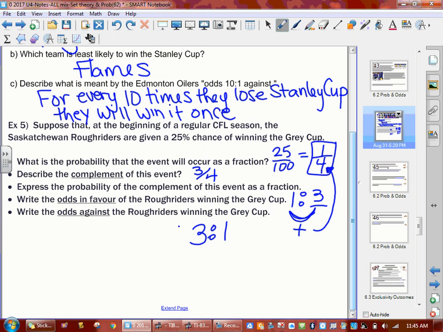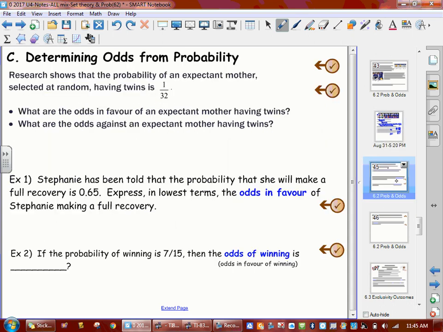So, we have an expectant mother. Research says that having twins is a 1 in 32 chance. So what are the odds in favor of a woman having twins then? If it's a 1 in 32 chance. So for every one time they're going to have twins, how many times won't they? 31, good. Why is it 31 and not 32? Right, it's got to be 32 in all. You have to add the 32.